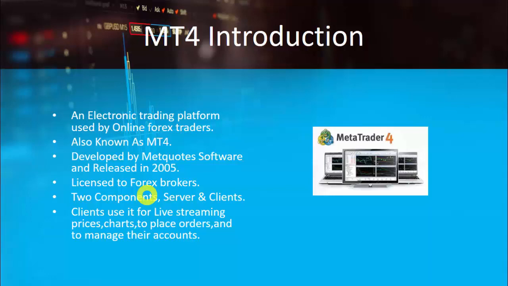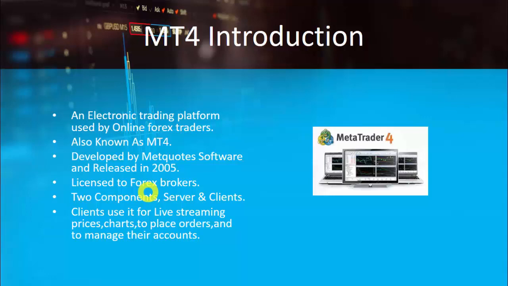So this is very important software. Basically it helps a lot to the retail traders for managing their positions, placing trades, for live streaming of prices and managing their profiles and accounts, etc.